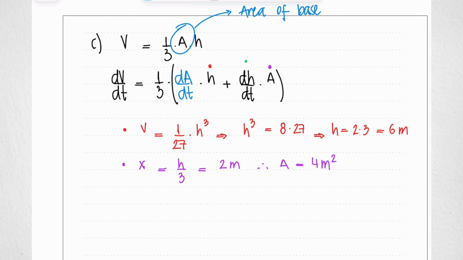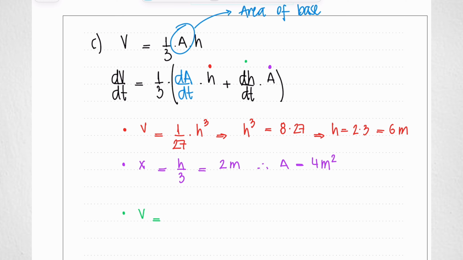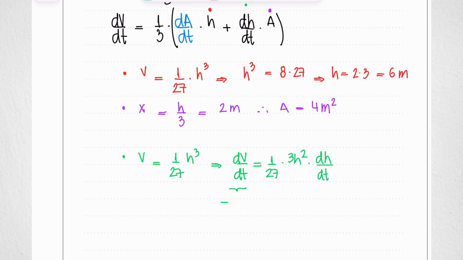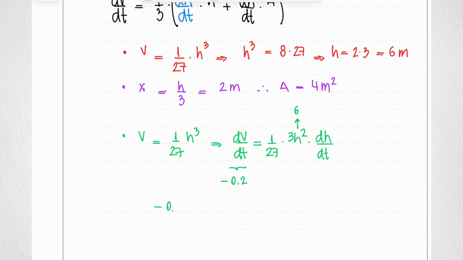We also need dh/dt, which we found before, but for a different instance. So we need to recalculate that. It's going to give us a different result. Given that V is 1 over 27 h cubed, dV/dt equals, and again, we did this already, but we're now plugging in different numbers. The leak is 0.2. That's actually the same, but the height is 6. So we have negative 0.2 equals 1 over 27 times 3 times 36 dh/dt. So dh/dt is negative 0.05 meters per minute.